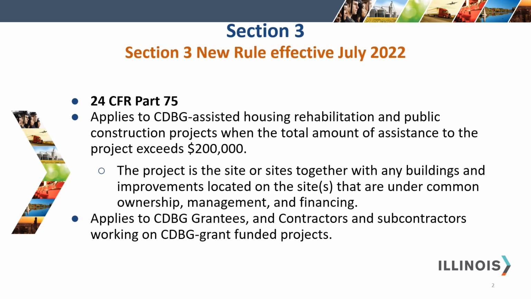Section 3 applies to CDBG-assisted housing rehabilitation and public construction projects when the total amount of assistance to the project exceeds $200,000. That is regardless of the contracted price. It is the total amount of assistance. If that exceeds $200,000, then Section 3 applies. The project is the site or sites together with any buildings and improvements located on the site that are under common ownership, management, and financing.